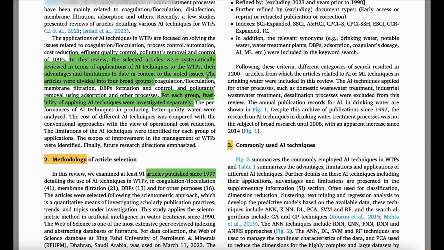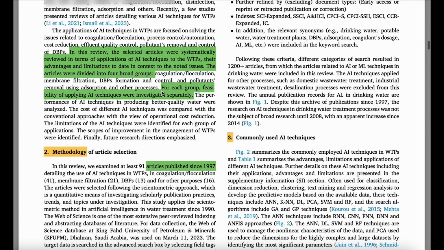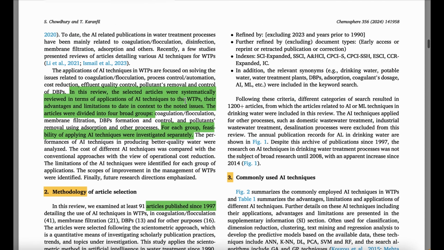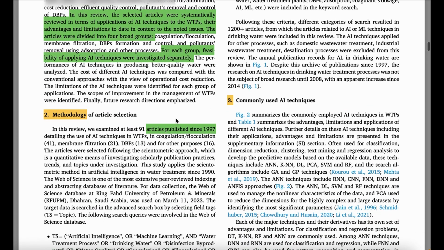Well, because they focused on 4 broad groups. So basically how they did their search, how they carried it out, they divided the articles into 4 broad groups: coagulation, flocculation, membrane filtration, DBPs formation and control, and pollutants. And then they searched for each group. Feasibility of applying AI techniques were investigated separately. We're going to talk about these later in the next section about the methodologies.